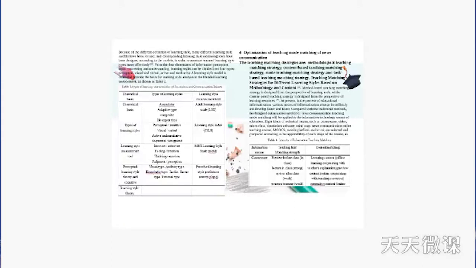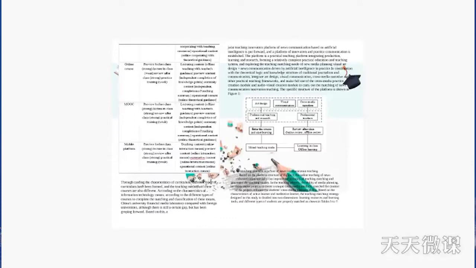Various technical means, such as courseware, video, microclass, simulation software, mind map, news communication online teaching course, MOOC, mobile platform and so on, are selected and compared according to the applicability of each stage of the course, as shown in Table 4. Through carding the characteristics of curriculum, different types of curriculum have been formed, and the teaching methods of these courses are also different. According to the characteristics of information technology means, according to the different types of courses, we complete the matching and classification of these means.